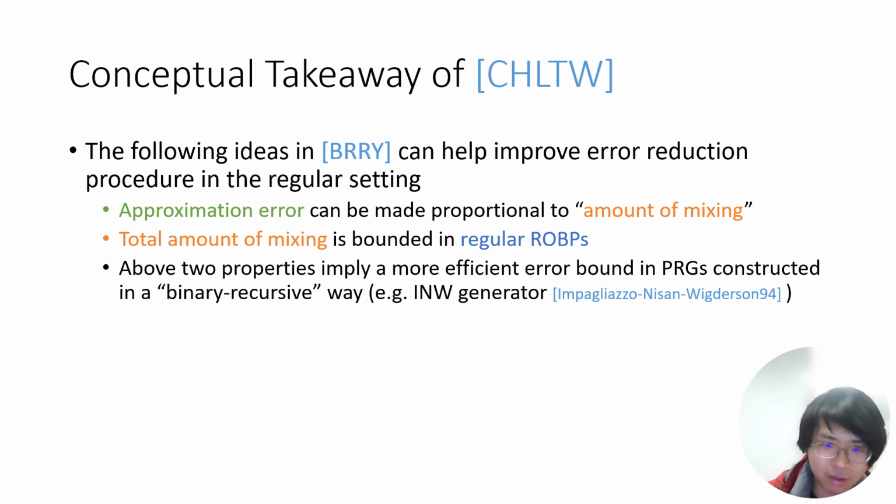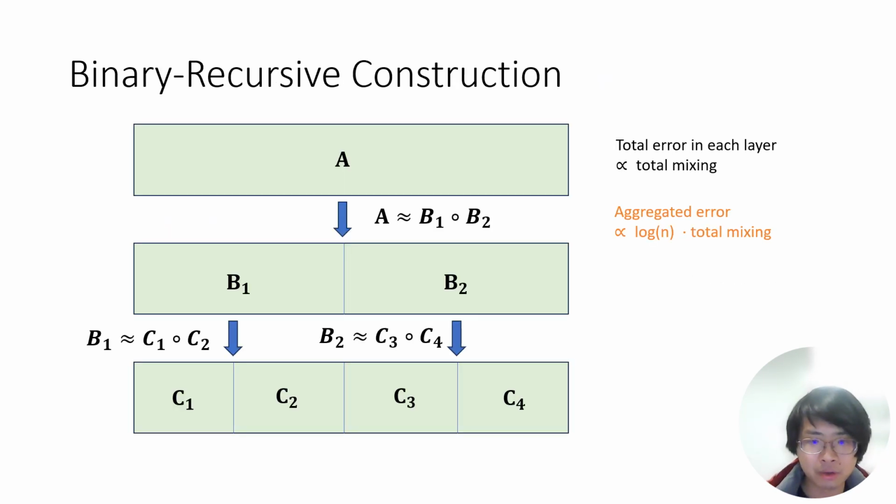The third thing is that the above two properties would imply a more efficient error bound in PRGs if the PRG is constructed in a binary recursive way, which roughly looks as follows. Suppose we want to get an approximation for a really big rewind spectrum program A. Then we divide the program A into two parts, approximate the first half and the second half recursively, so we get B1 and B2, and then we take the combination of B1 and B2 and approximate it to get our final approximation of A.